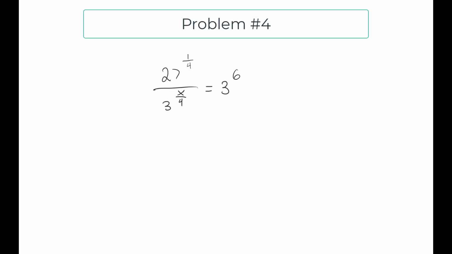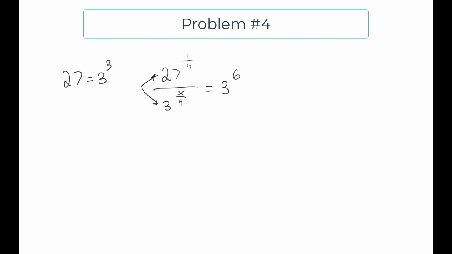For problem number 4, we've got 27 to the 1/4 divided by 3 to the x over 4 is equal to 3 to the 6th. Here we have the same problem as last, in which we have different bases. We have a base of 27 here and a base of 3, which means none of our properties actually apply. We're going to have to rewrite this 27 to be a different base if we want to apply any properties. The good news for us is 27 is equivalent to 3 cubed. And that might take you a little bit of exploration on your end, but ultimately I think you will find that this is the direction that we want to head.